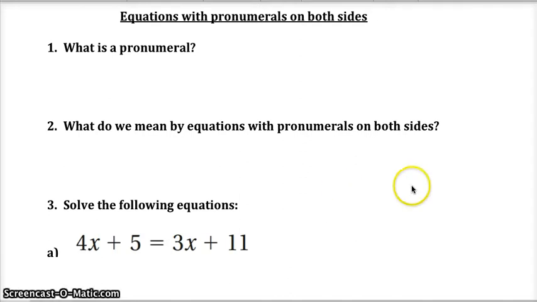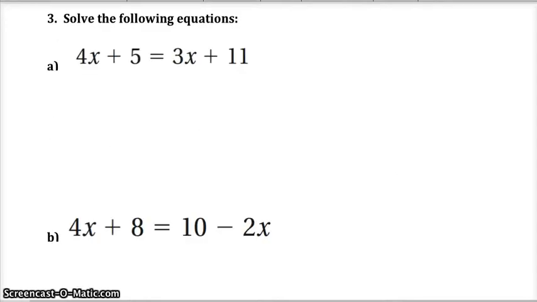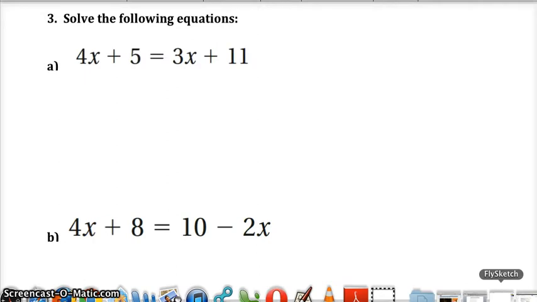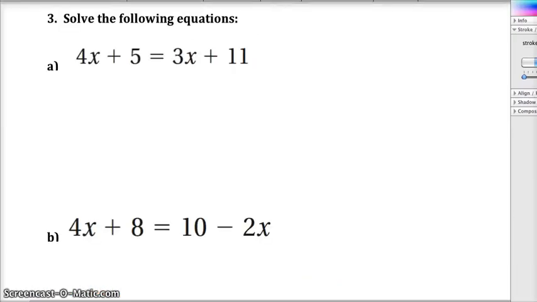So let's start off by having a look at a few examples together. I'm going to do about 4 examples, and I'm going to go through with you how to set them out. Please make sure that you write the correct setting out, because otherwise you're going to need to do it again. That is really, really important. So let's look at these first 2 examples, and we're going to be using the inverse operations method to solve it. In this first one we've got 4x plus 5 equals 3x plus 11.